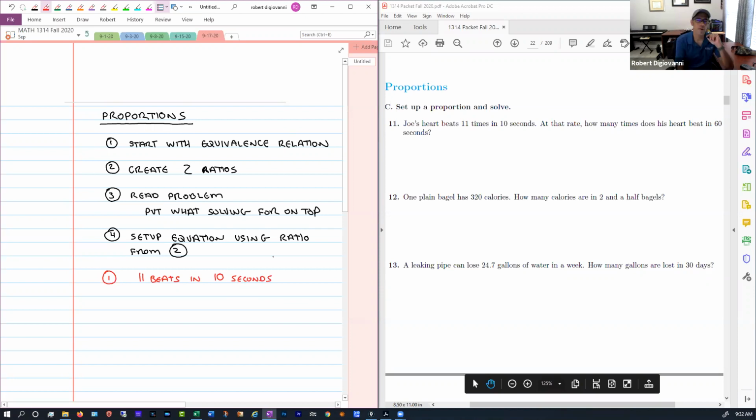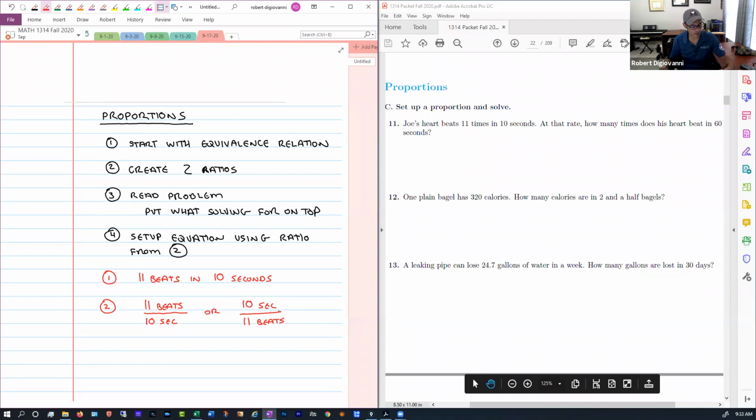All right. So from that, we go to part 2 and we create 2 ratios from that. So we can either write 11 beats per 10 seconds or over 10 seconds, or we can write it the other way around, 10 seconds per 11 beats. So in other words, every equivalence relationship you're ever given, you can always create 2 ratios from that equivalence.